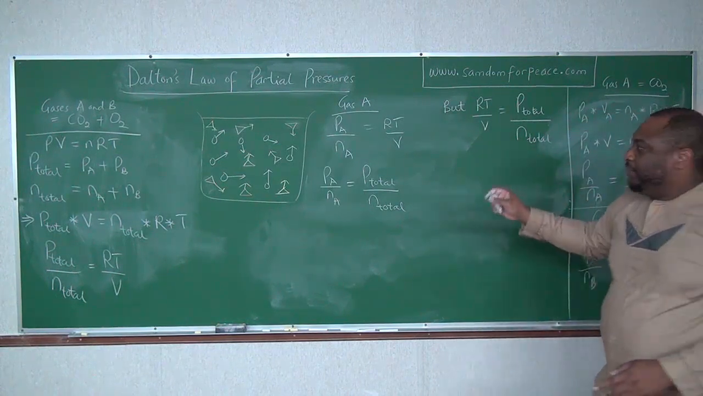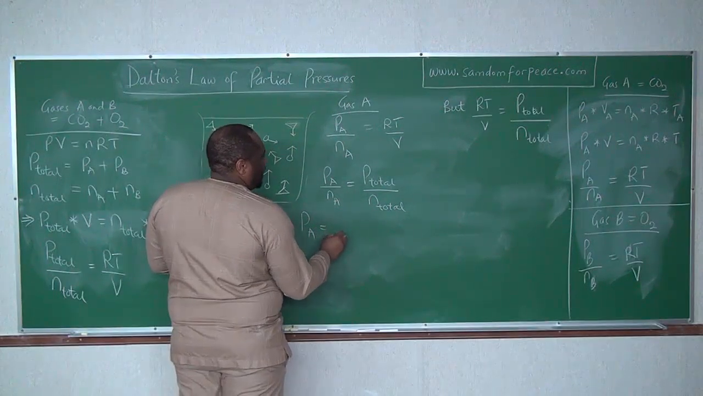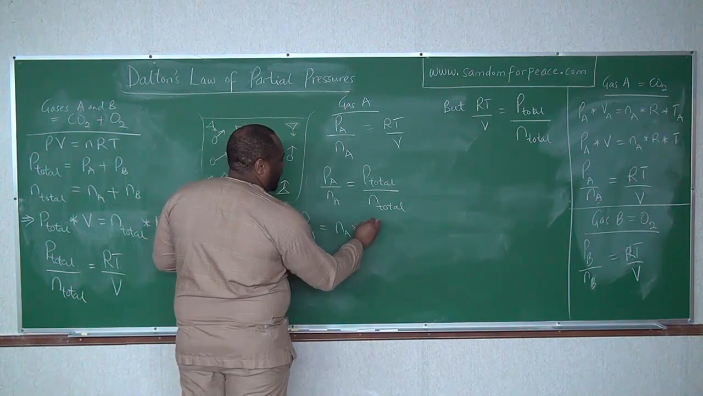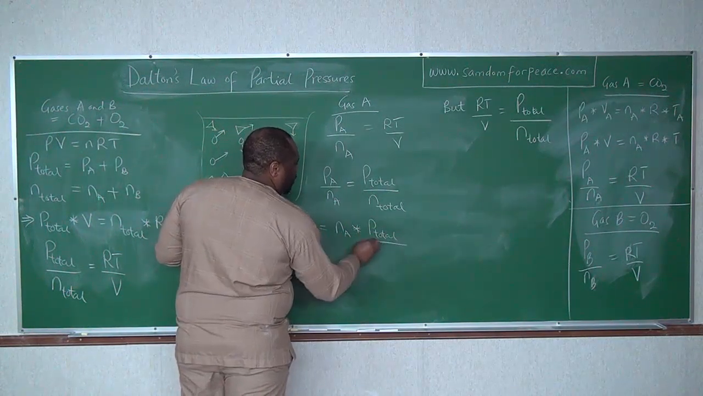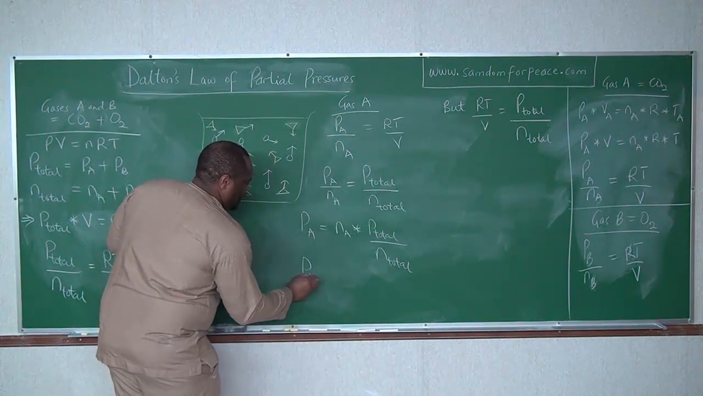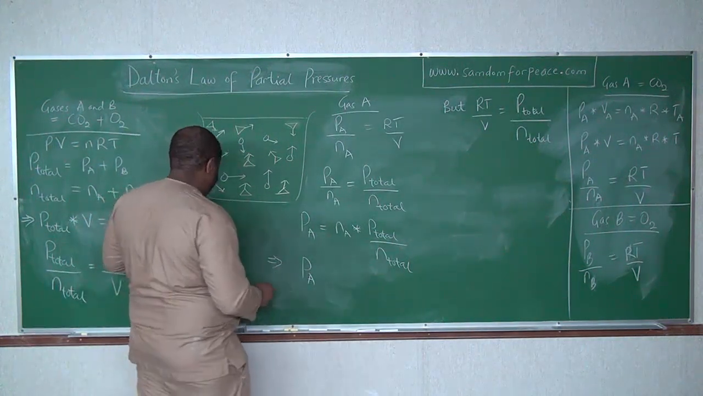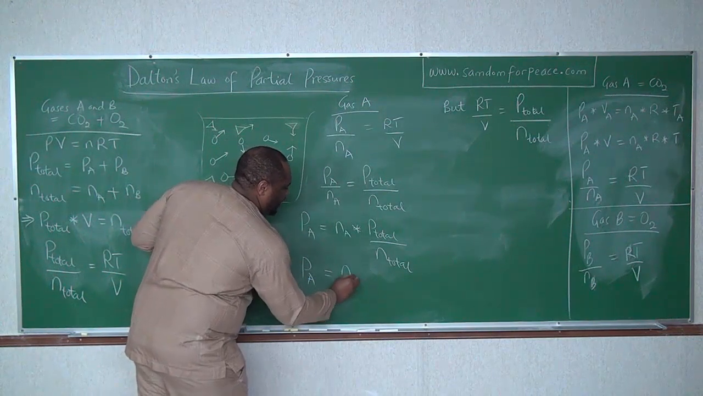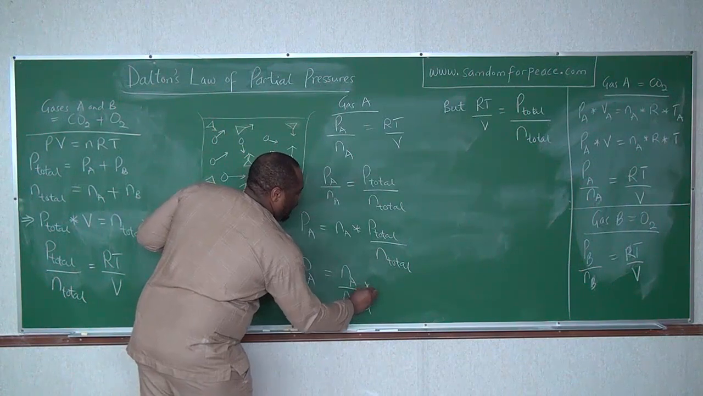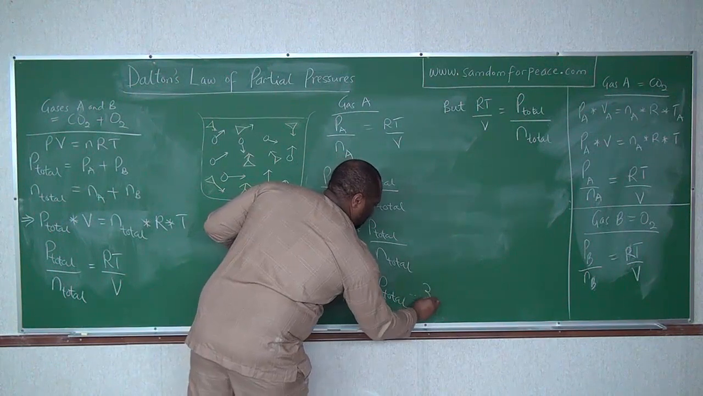So this means that the partial pressure of gas A is the number of moles of gas A times the total pressure over the total number of moles. And this now implies that the partial pressure exerted by gas A is equal to the mole ratio times the total pressure. So this is your third formula.